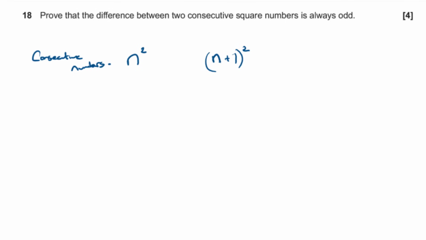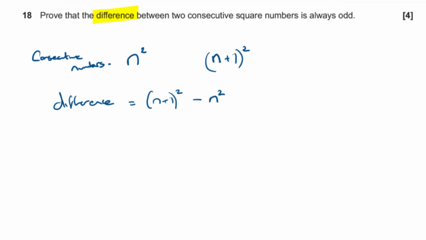Now we want the difference of these numbers. Difference in maths means subtraction, doesn't it? So basically what I'm doing is I'm taking one of these away from the other one of these. So the difference is going to be n plus 1 all squared minus n squared. That's going to be the difference, isn't it?